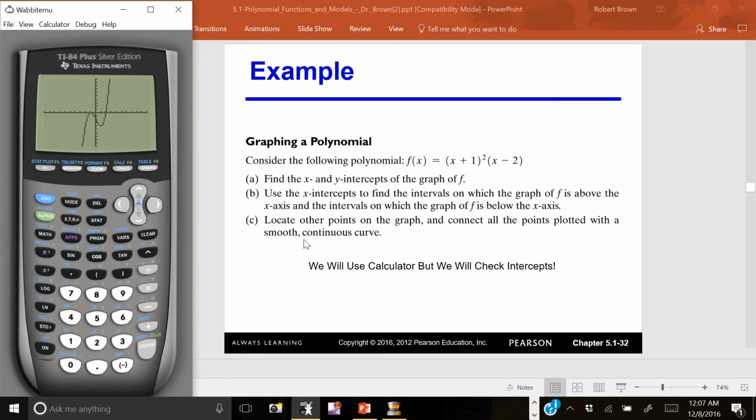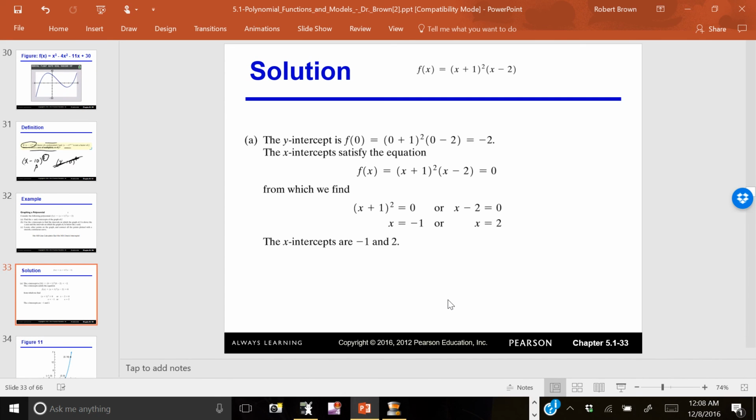The y-intercept, you can get several ways. You can try to read it off the graph. It looks like it might be minus 2. We can calculate that by just doing second calc value, put in x equals 0, and sure enough you get the y-intercept is minus 2. So as we said, the y-intercept is minus 2. Plug in x equals 0.